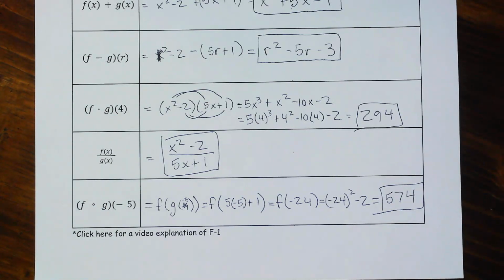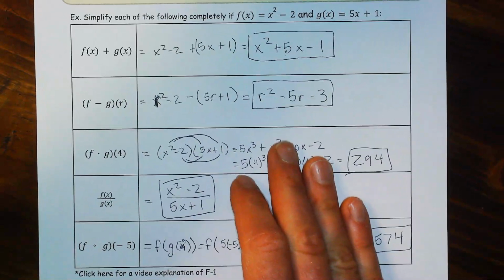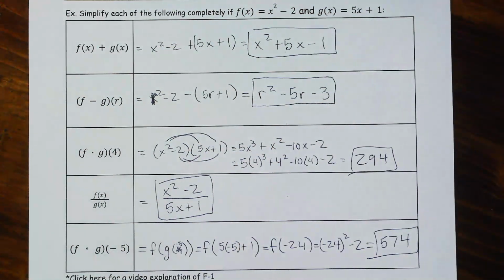Okay, so those are our function operations. I think for the most part, those are pretty straightforward. Hopefully you can see everything at once, but we're adding, subtracting, multiplying, dividing, and then doing compositions of functions at the end.